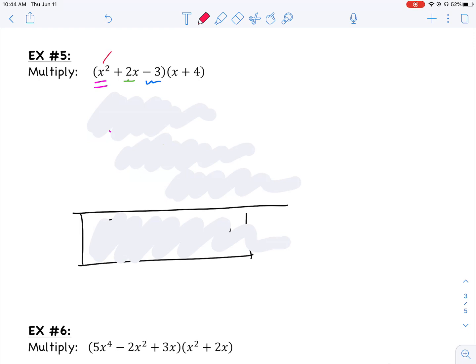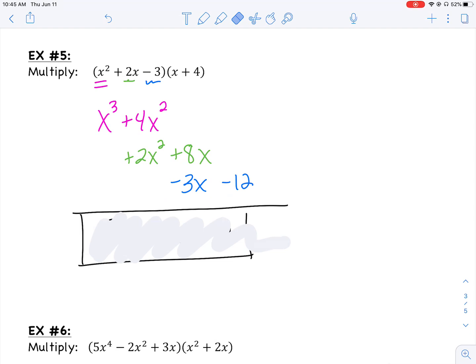So I'm going to take my x squared and distribute it through. I'm then going to take my 2x and distribute it through. I'm then going to take my -3 and distribute it through. You ready? Here we go. So x squared times x, remember, is x cubed. X squared times 4 is just a 4x squared. Now I'm going to do the 2x through. 2x times x is 2x squared, and 2x times 4 is really an 8x. I'm going to do the -3 now. -3 times x is -3x, and -3 times +4 gives me a -12.